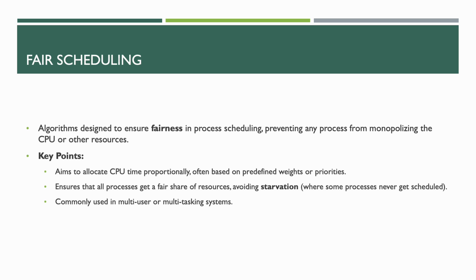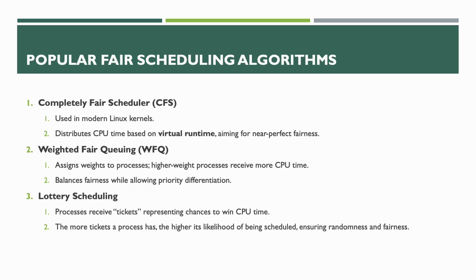So we'll see some popular fair schedulers here. First we have the Completely Fair Scheduler (CFS), which is used in modern Linux kernels as the default scheduling policy. It distributes CPU time based on virtual runtime, ensuring that each process gets a fair share.